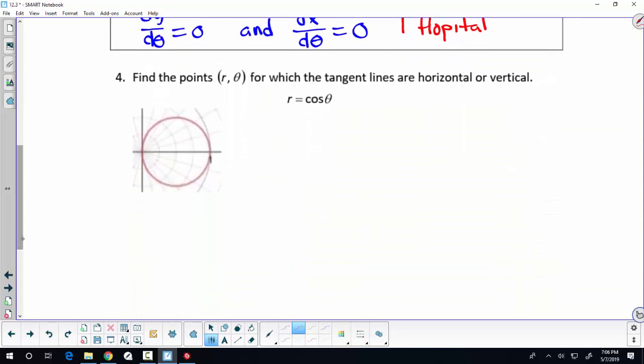All right, so we'll look at a more straightforward example, and then we'll look at a more difficult example. Find the points for which we have a horizontal and vertical tangent on r equals cosine theta. So we can see that's a circle. If we didn't know that's a circle, what's a way to describe it so we know what kind of circle that is? In other words, the center and the radius.